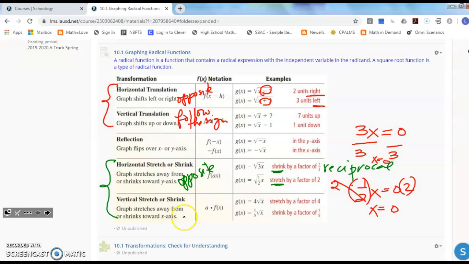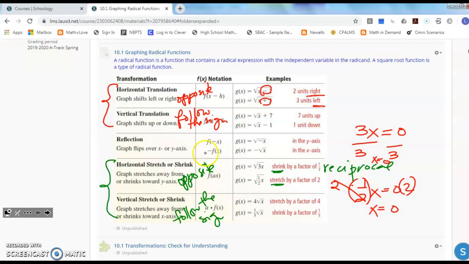But for vertical stretch or shrink, again, you have to follow the sign. So if a constant is being multiplied outside, you stretch the graph by a factor of 4. But if you're multiplying it by a fraction, say 1/5, then you're shrinking it by a factor of 5. These are affecting the y values because they are outside the radical sign.